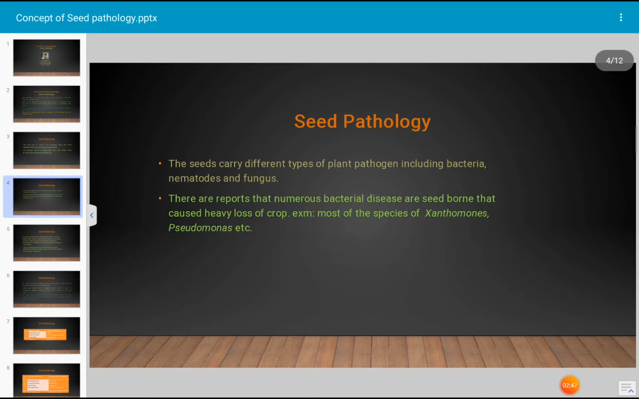Seeds carry different types of pathogens including bacterial pathogens, fungal pathogens, nematodes, etc. There are reports that numerous bacterial diseases are seed-borne and they are responsible for heavy losses of the crop. For example, most species of Xanthomonas and Pseudomonas are carried through the seed and are responsible for heavy losses of the crop.